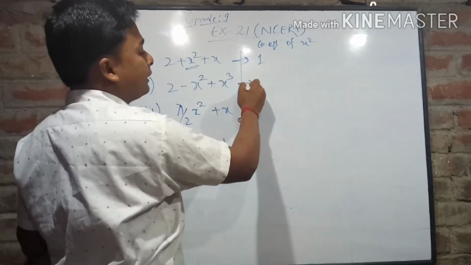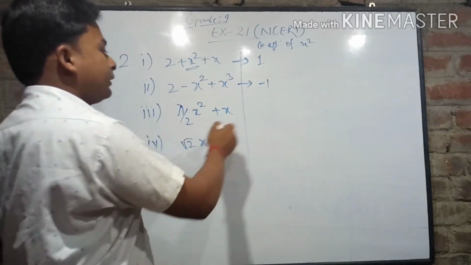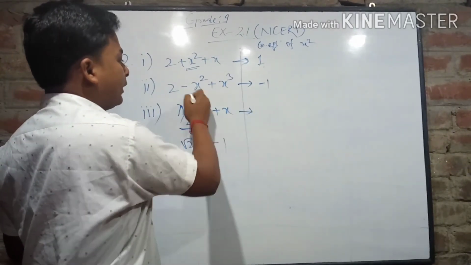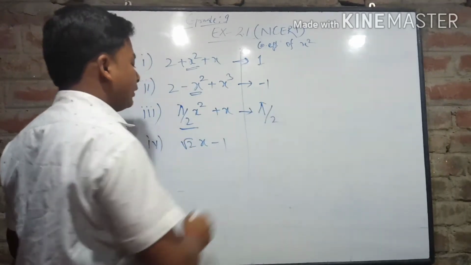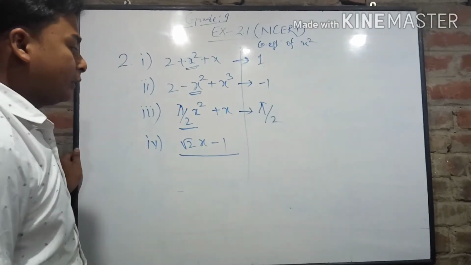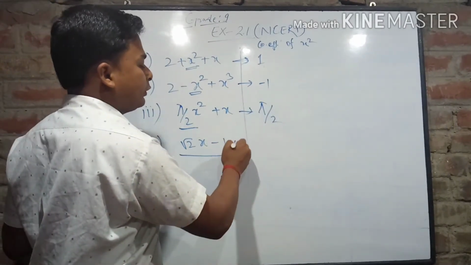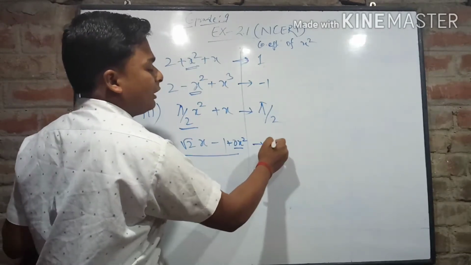So for this it is -1 because the minus term is here. In part 3, there is an x square term here. So the coefficient of x square is pi by 2, whereas in this term there is no x square. So we can write it as 0x square because it is not there. So what is the coefficient of x square? 0.